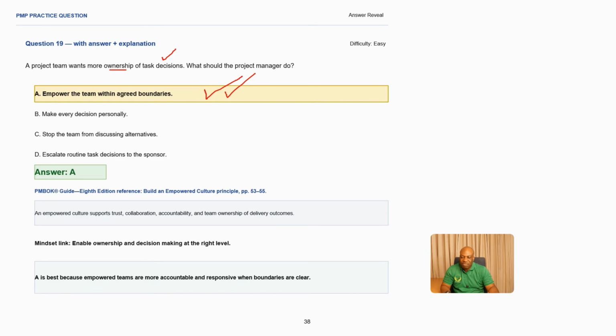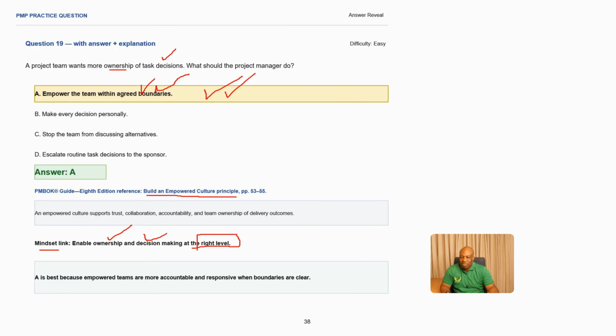And what is our reference here? We reference our PM book on the build and empowered culture principle, which is page 53. All right, so what is the mindset that was applied here? You need to enable ownership and decision making at the right level. Remember, we are also giving boundaries. So we allow the team to make decisions, but with certain boundaries, which means they have to escalate to the project manager where necessary.